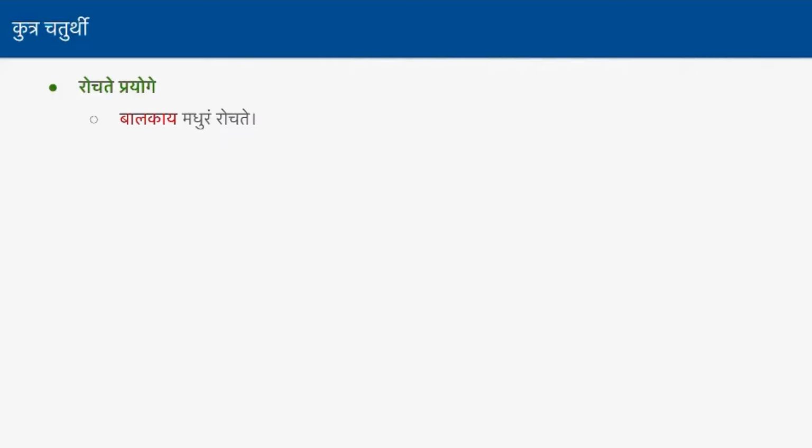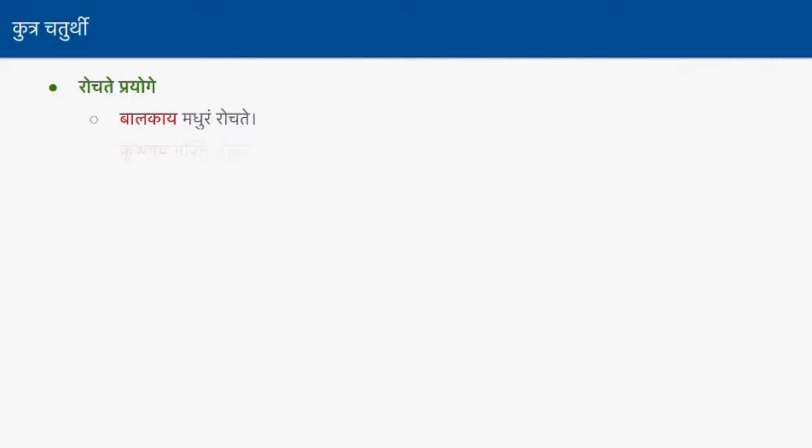But that is not in our syllabus for Bhasha Pravesha Bhaga 1. It is in Bhasha Pravesha level 2. So for now, we just need to know that rochate is atmanepadi and has different forms like patati, patataha, patanti. It is better to always use the singular, to be on the safer side for now. So balakaya madhuram rochate means the boy likes the sweet.